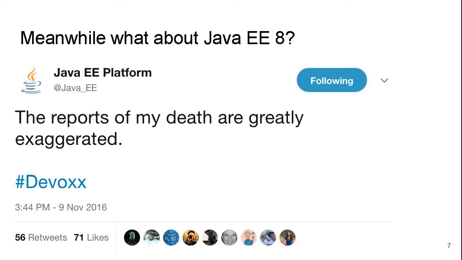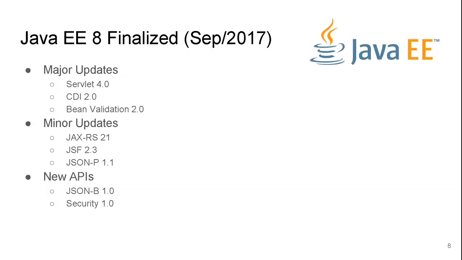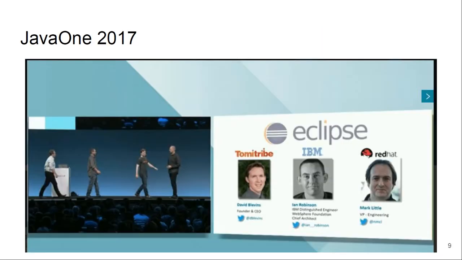But as I said here, Java EE 8 was finalized in September 2017 in time for JavaOne. But if we compare what's here in Java EE 8 to what we've been doing in MicroProfile, you can see that it's relatively incremental. There's none of the big things that we were working on collaboratively upstream with the likes of IBM and Tomitribe and other big companies and small companies and also individuals.